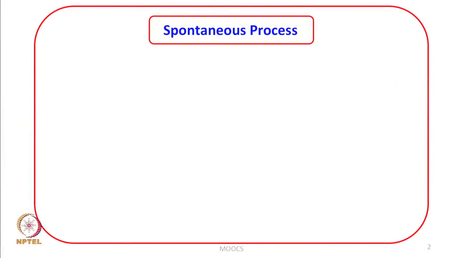However, before talking about entropy, let us discuss what spontaneous processes are. As the name suggests, a spontaneous process is the one which does not require any work to be brought about. We don't have to do any work when the process happens spontaneously. There are various examples of spontaneous processes.